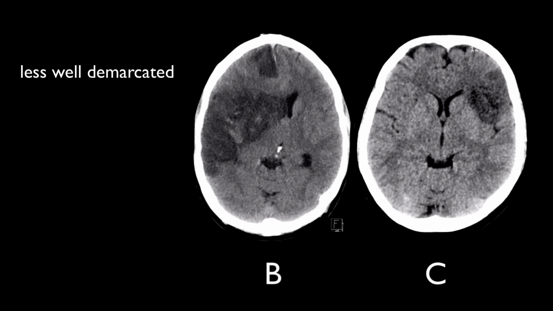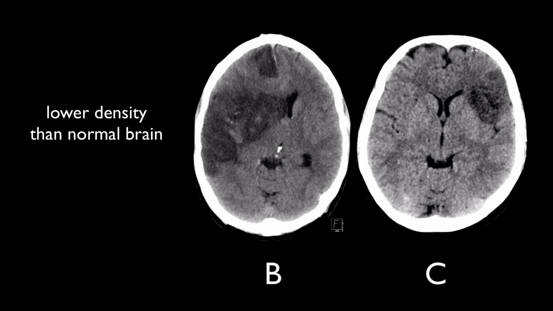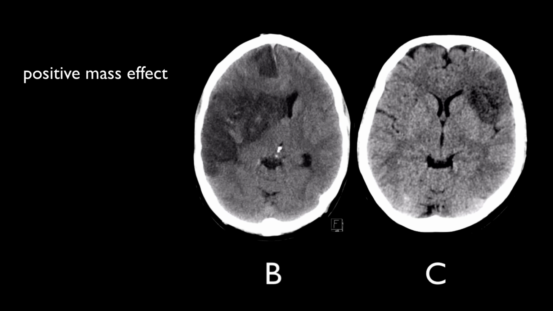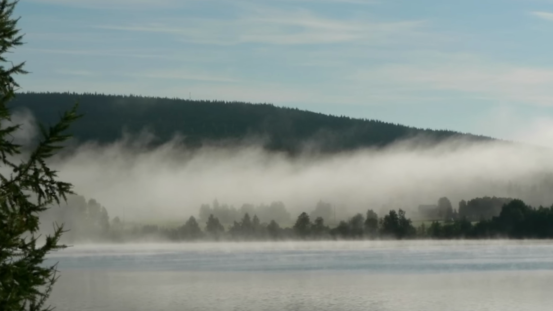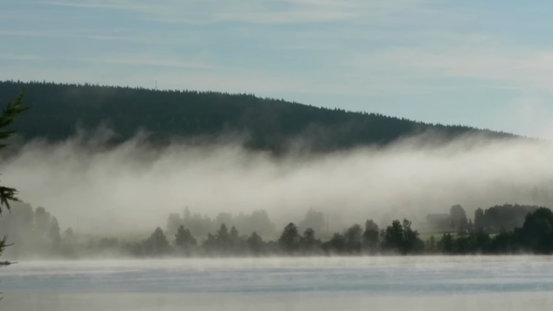They are often less well demarcated, especially early on, and although they are of lower attenuation than normal brain tissue, they are still very much denser than CSF. Most importantly, they have positive mass effect with effacement of the overlying sulci. In our next episode, we will go into the details of fogging phenomenon a little more.